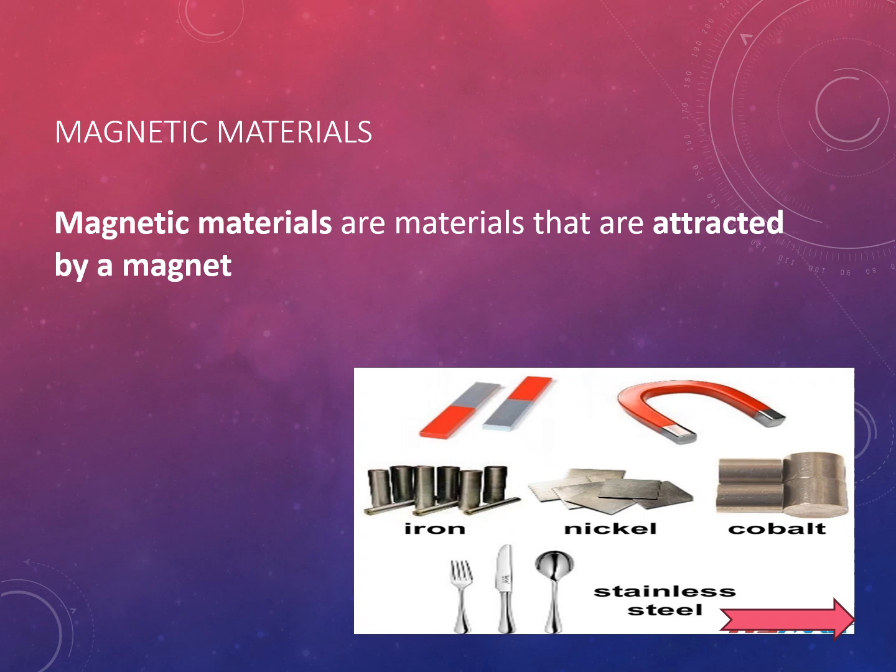Magnetic materials are very useful in our daily life. They are used in making machines, electric motors, generators, and many tools. So remember, magnetic materials means what? Materials that are attracted by a magnet.